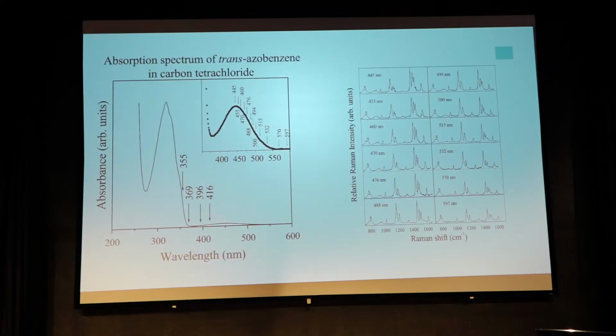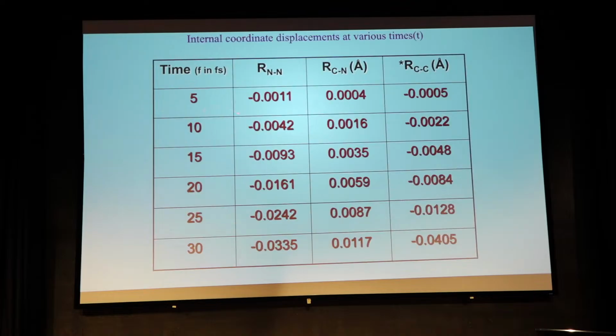We actually changed the wavelength. As I said, we scan through the whole thing. These are the Raman spectra at different wavelengths. Then we do the simulation, convert them into numbers and time. You can see at 5 femtoseconds, the NN bond gets compressed, right? Which means that the NN double bond becomes smaller. When we say negative, that means it's compressing, and the CN bond is stretching. As you increase, you can see the CN bond stretches, and at 30 femtoseconds it compresses more. And the CC bond is exactly the same.